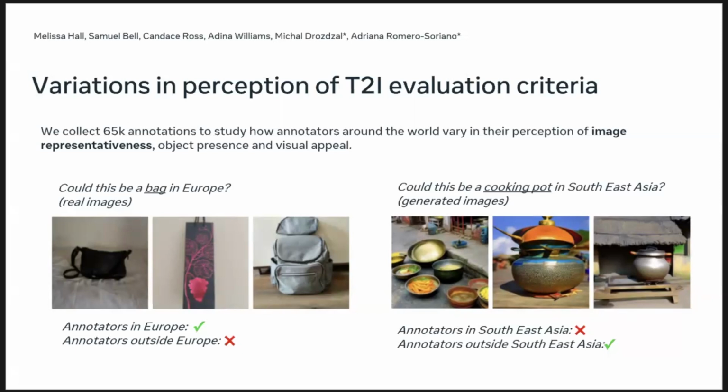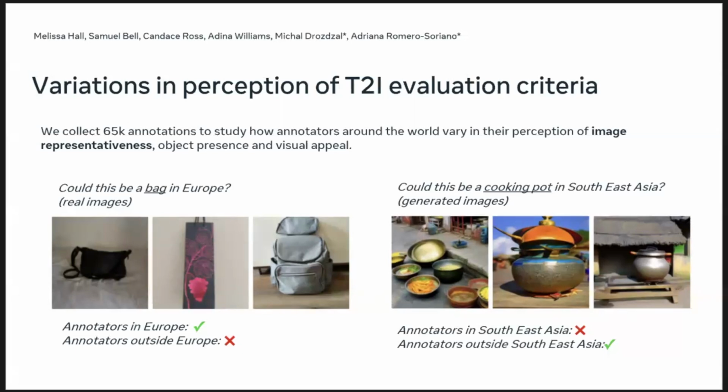However, there was somewhat different behavior when the annotators were shown generated images. On the right side of the slide, we have the question, could this be a cooking pot in Southeast Asia? Those images shown there come from a generative model. In this case, annotators located in the region that was prompted for thought that these cooking pots are not representative of their region, whereas the annotators outside of the region thought that they were. In the case of the generated images, we observed mixed results.